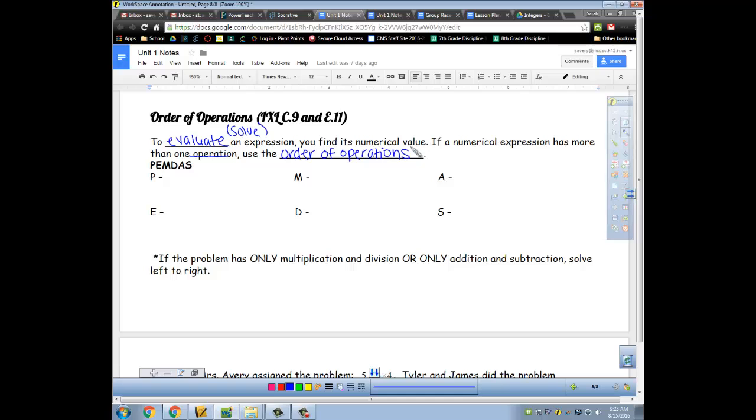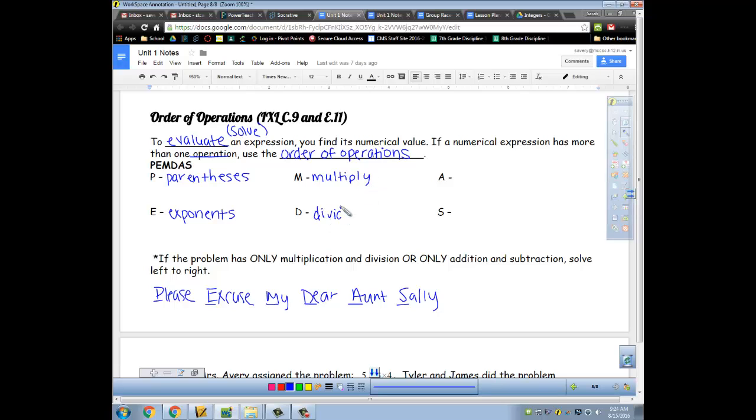Many people remember this as please excuse my dear Aunt Sally, so if you want to write that down at the bottom you can. Please excuse my dear Aunt Sally. So the first letter of each word tells us the order of operations. So first is parentheses, and this is spelled kind of weird. Parentheses. And then we have exponents. And then multiplication. And then division. And then add and subtract.